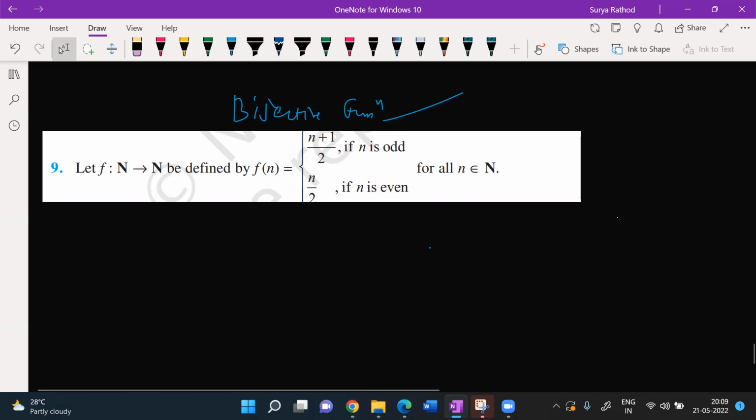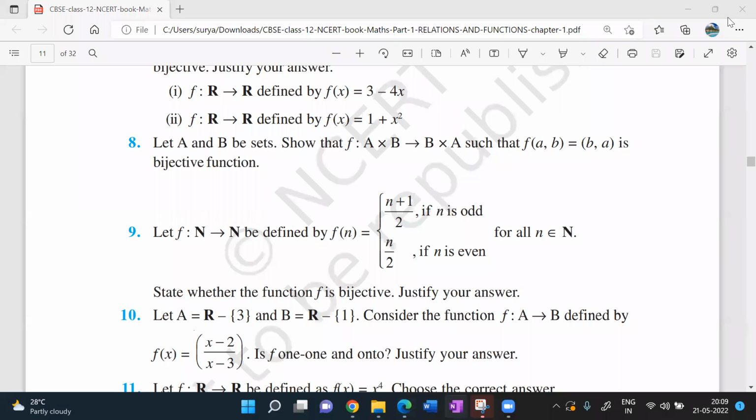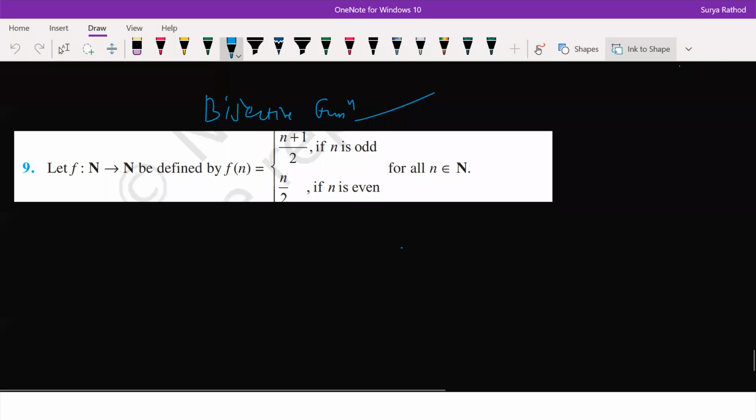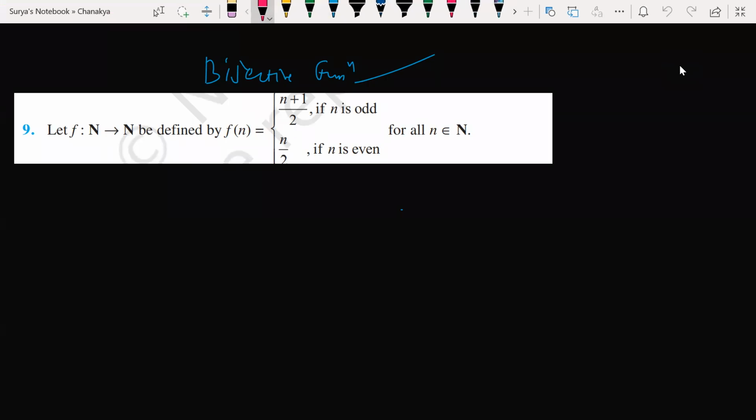Okay, so look at this here. Function is mapping from N to N. What is N here? N represents natural numbers. I'm not able to write, I have to reopen it. The function is mapping from natural numbers to natural numbers, and f of n is given as (n plus 1) by 2 if n is odd, and n by 2 if n is even, for all n belonging to natural numbers.